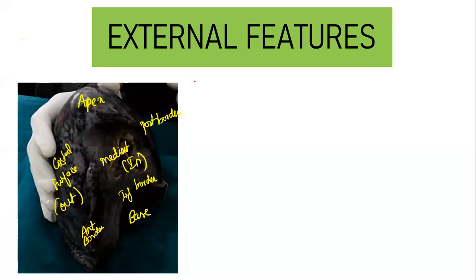If you are given a lung specimen, the very first thing they ask is, can you tell me the side of the lung? So you should not look for lobes and fissures. Please, I'm repeating this again. You have to look for the apex, base, the costal surface, mediastinal surface, the anterior border, and the posterior border.